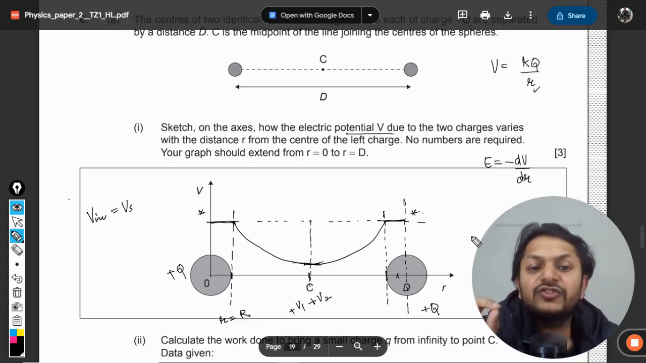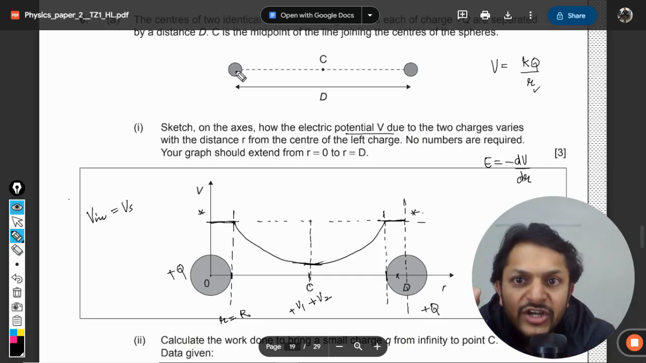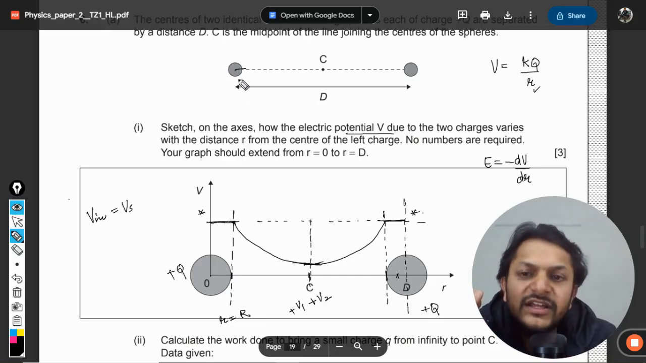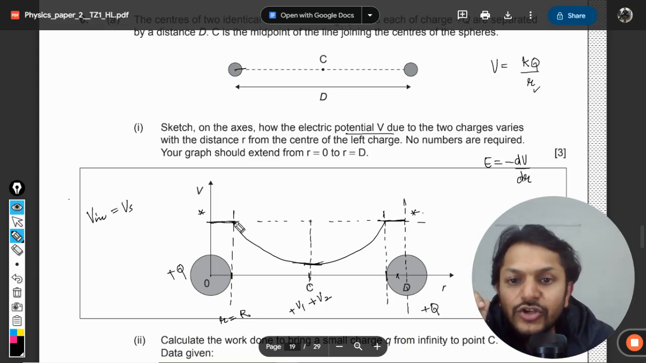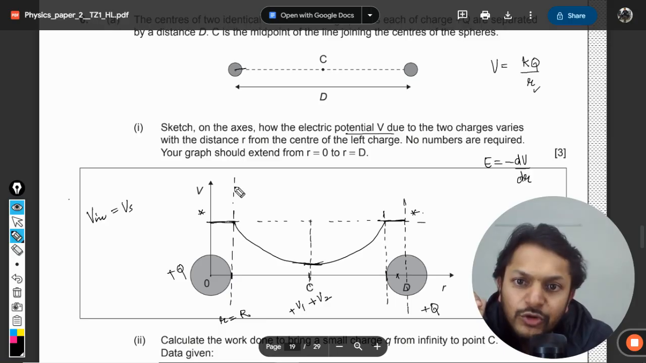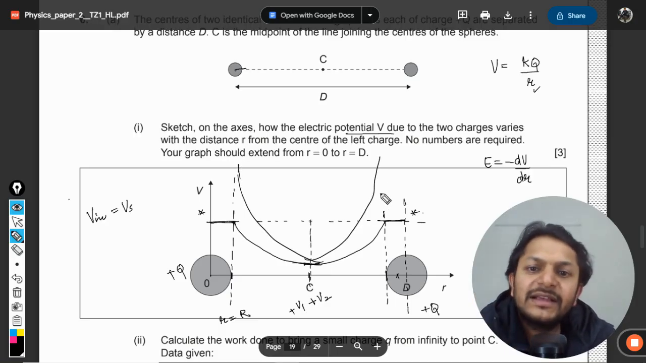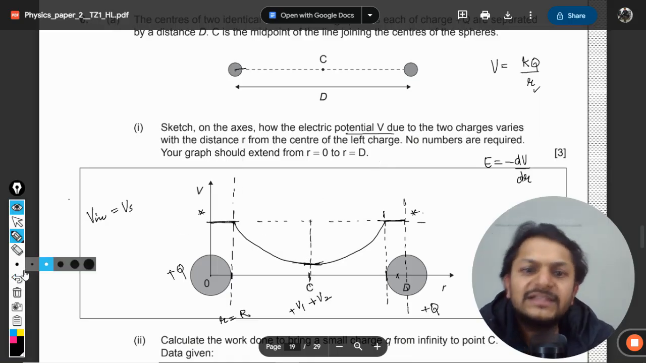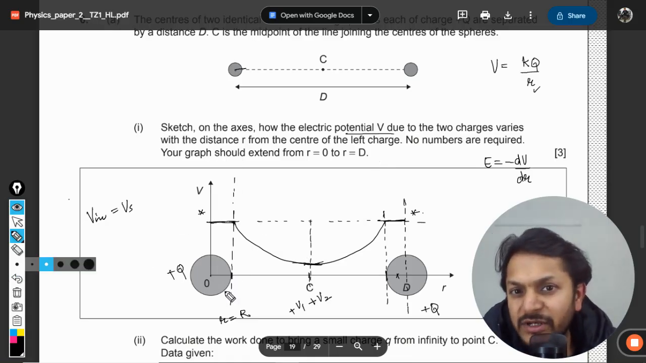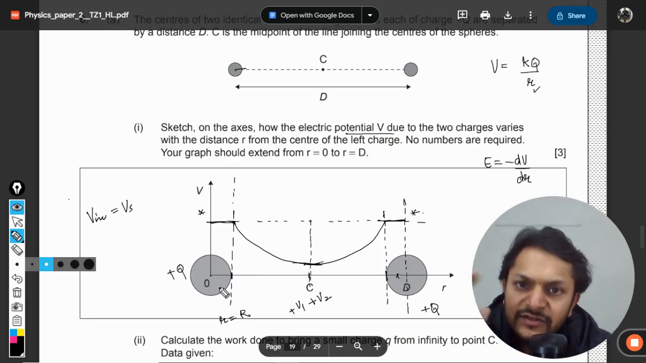If I assume that this is not a sphere but actually a charge, let us say the radius is negligible, then when this r becomes zero, the potential will become infinite. So your answer should have an asymptote at this surface. It should go like this, and it should go like this. But that is not the case here, because I think they will be taking it as a sphere, and we will see it in the answers also.